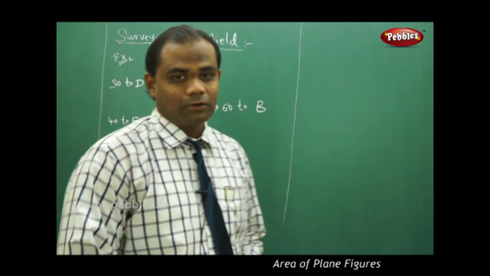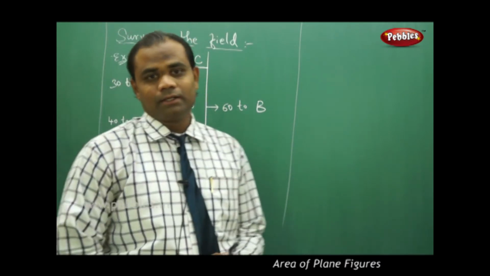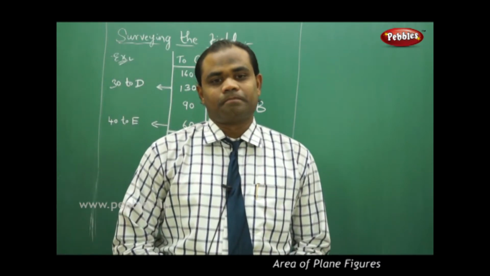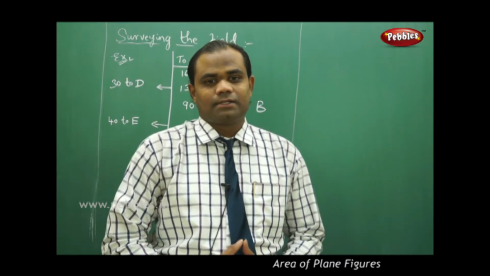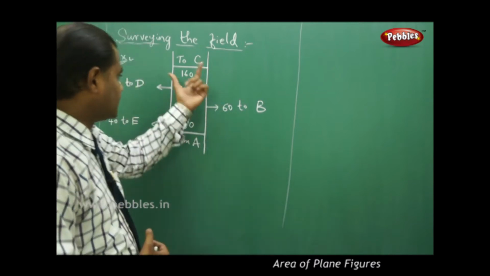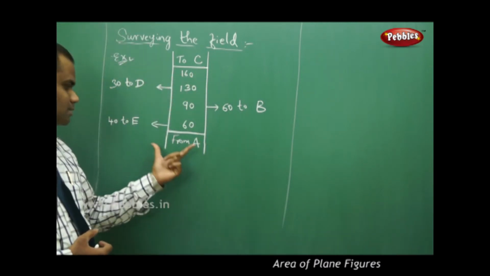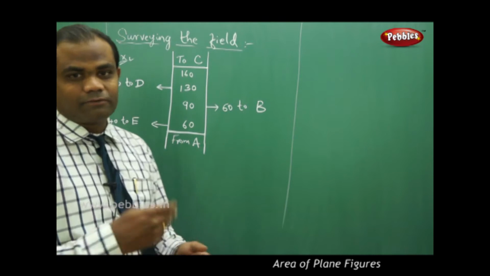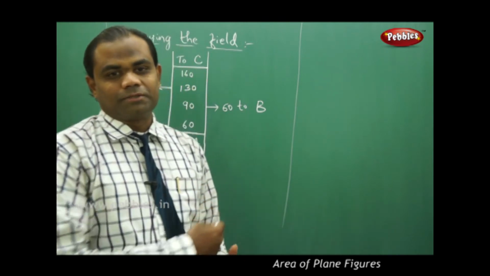Now we'll see how the surveying of a field is done using certain measurements. Usually the surveyors write in the field book the measurements which they generally take in this form. So let's see how this can be converted into a perfect field with the given measurements.